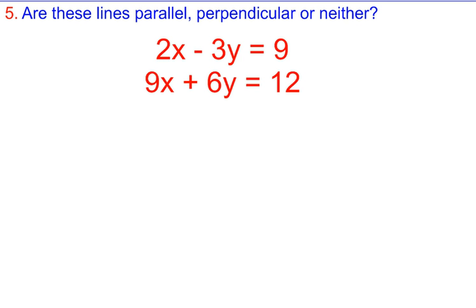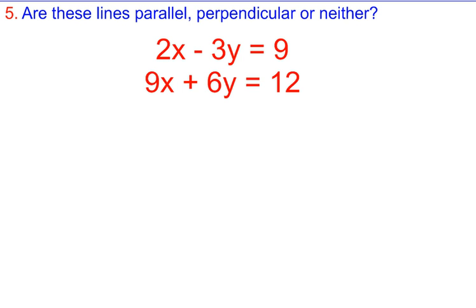So when you look at the two lines that you're given, 2x minus 3y equals 9 and 9x plus 6y equals 12, they're given to us in standard form. Now, unless you can manipulate an equation very well in your head, you don't know the slope of these lines right now. You'd have to actually solve for y and put it in slope-intercept form so you can look and see the slope. So that's what we're going to do.